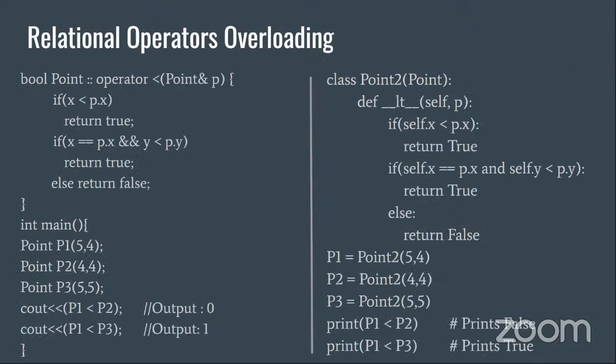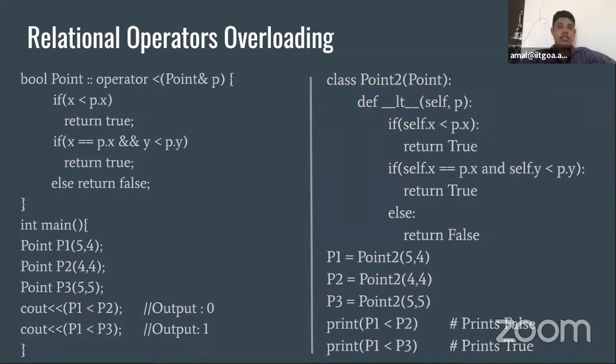Yeah, so now I'll talk about the relational operators, less than. To overload the less than operator, we first use the operator keyword followed by the less than symbol. And here we return a bool variable, hence the return type is bool. And this function was defined in the class point.